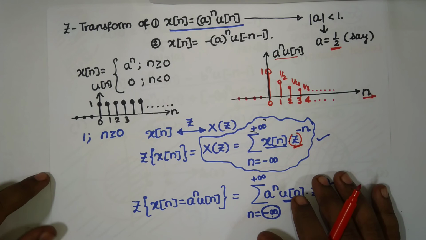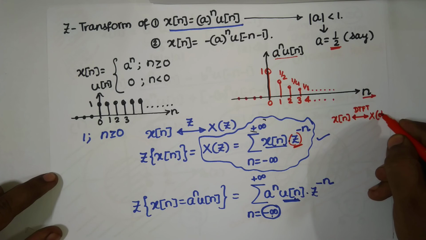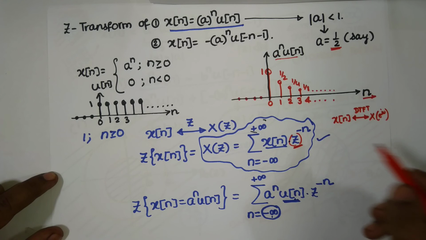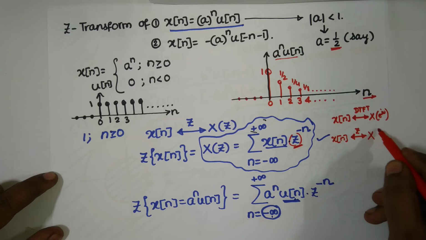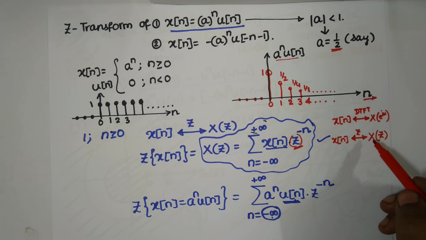I have a discrete time sequence x of n, I can go for DTFT, right? I can go for discrete time Fourier transformation. So already we have this transformation for x of n. Then if I have DTFT, why should I go for X of z? That means there are some limitations with DTFT. So those limitations can be overcome in the Z transform. And of course, if I know the Z transform, definitely I can design my systems conveniently.